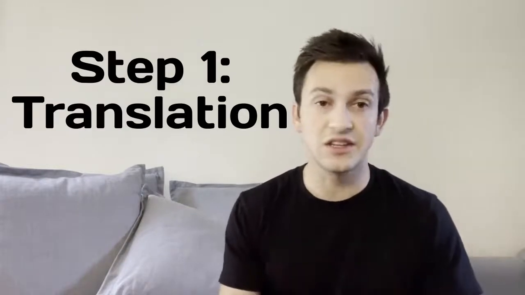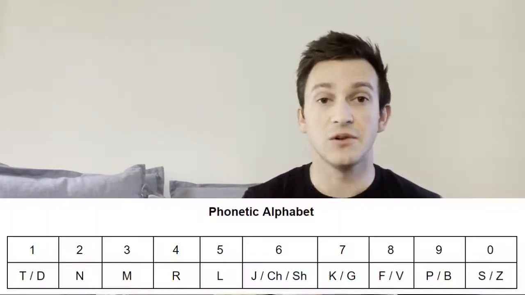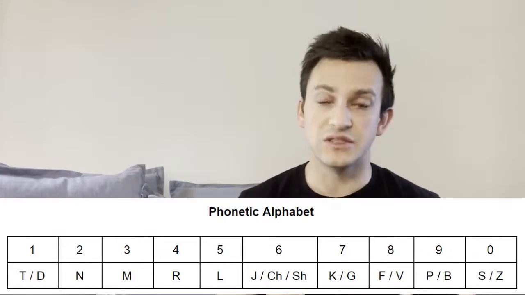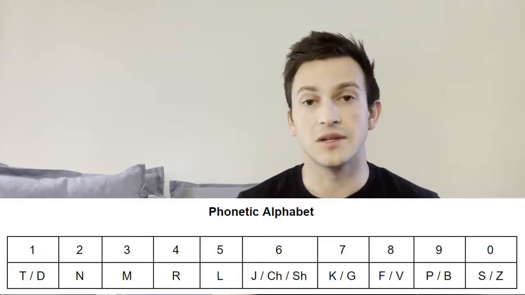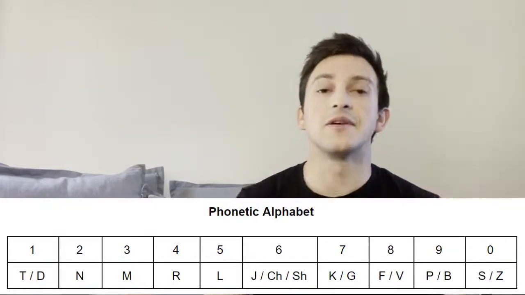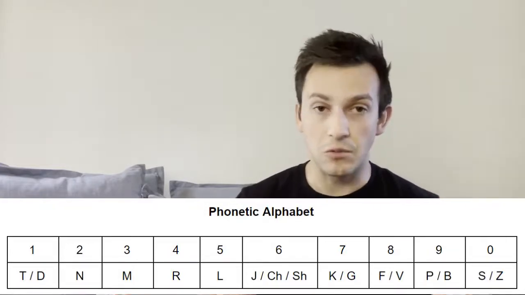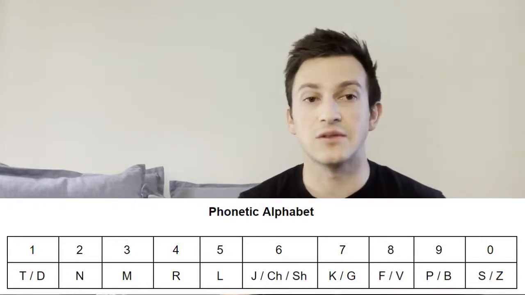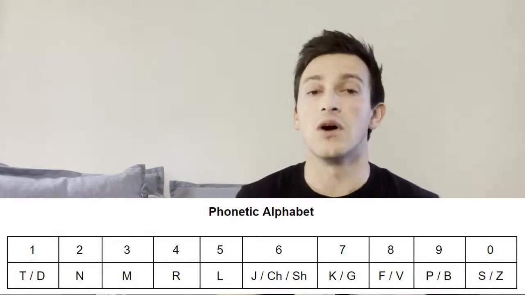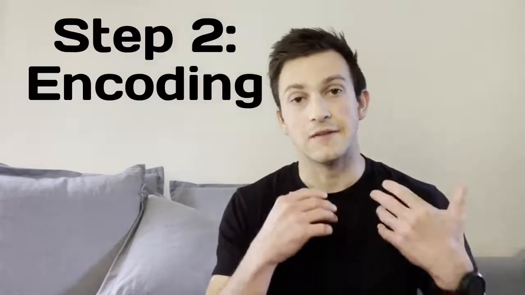The 3-step process is as follows. Step 1 is translation. We have digits 0 through 9, and each digit has a corresponding phonetic sound that relates to it. If I show you the phonetic alphabet here, this is what we can use as a rule that will be able to translate any digit to a specific sound. So once we've done that with all of our digits, we'd move on to step 2, which is encoding. You take the individual sounds and you group them together in consecutive order to be able to create words.